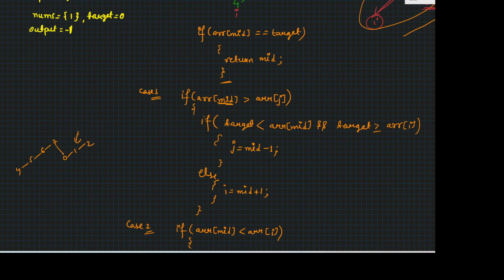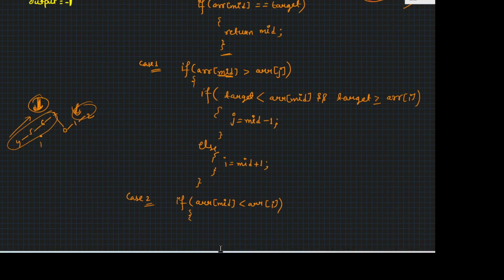Okay, or it can also lie here, because if mid is here and I is before this, no, then mid cannot lie here because it is increasing, so mid will always be greater than the previous element. But if I lies here and mid is here, then only this condition can be true. ARR mid, that is this element, will be smaller than this element, then only this condition can be true. So we have to check another condition.